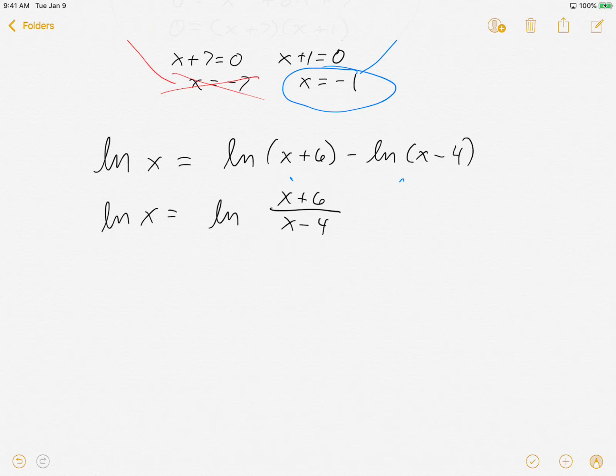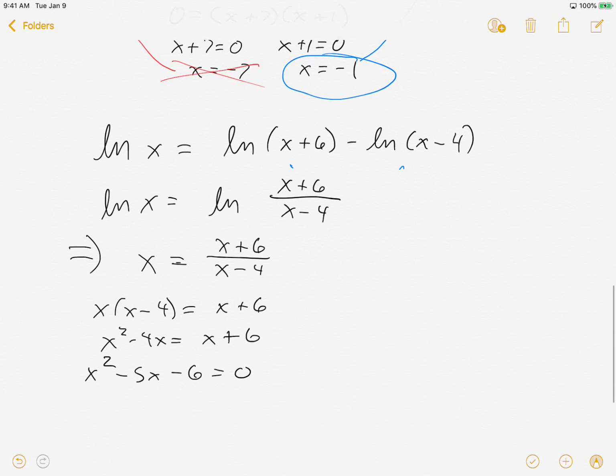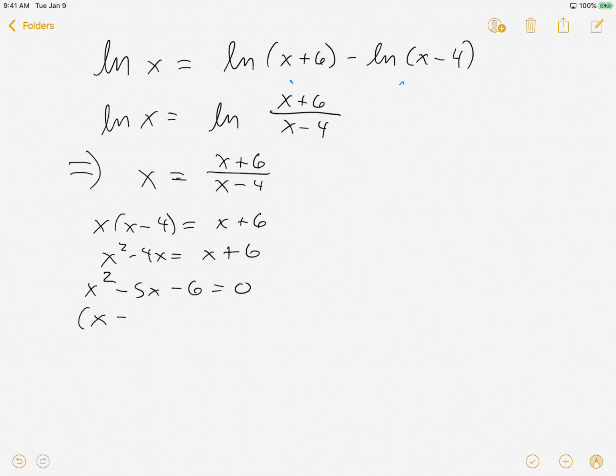Then I can imply that the arguments have to be equal to each other. Then I can solve this guy. Multiply both sides by the denominator to get rid of the fraction. X squared minus 4x equals x plus 6. Put everything on the same side. X squared minus 5x minus 6 equals 0. So it's going to be x minus 6, x plus 1 equal to 0. Set each of those equal to 0. We get 6 and negative 1.